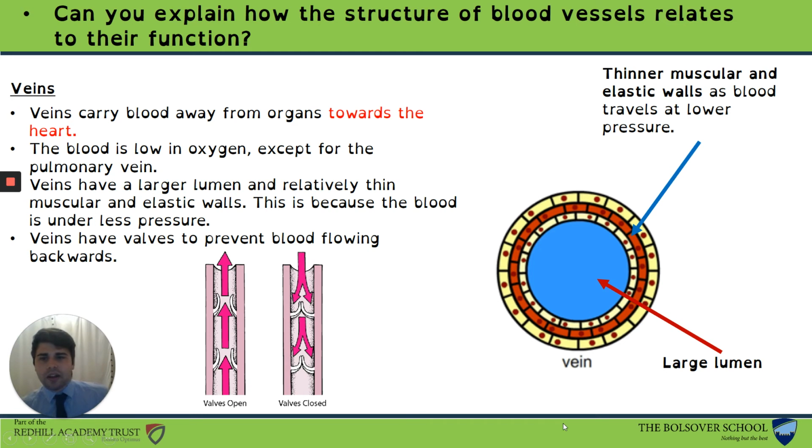So key features of veins then. So they've got thinner muscular and elastic walls as blood travels at much lower pressure. They've got a very large lumen, and they often contain valves to prevent the backflow of blood. That is your stock answer in an exam. If it asks you the role of a valve, it is to prevent the backflow of blood.